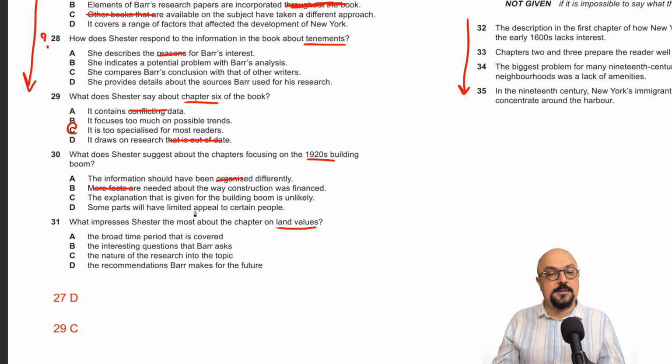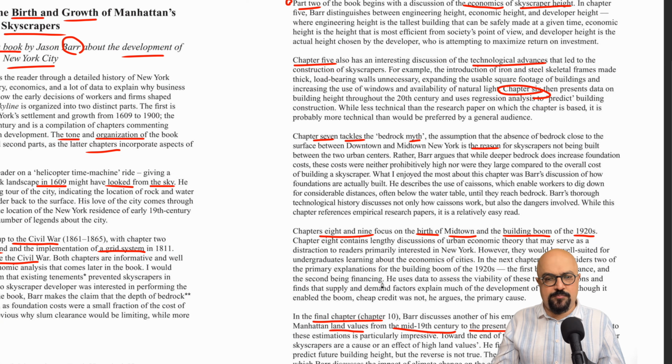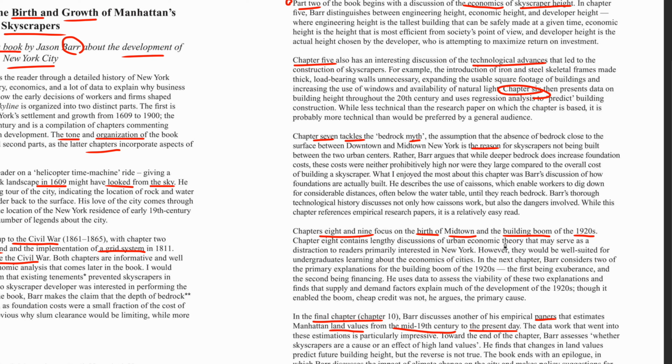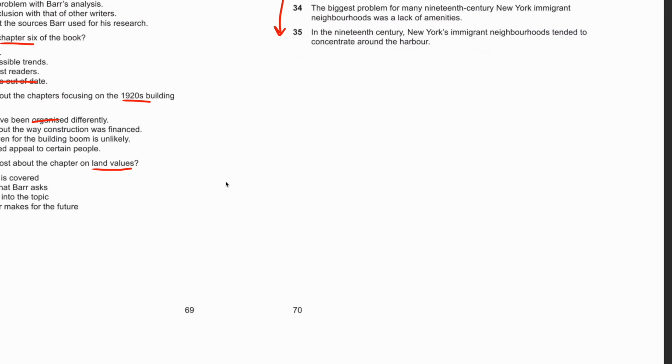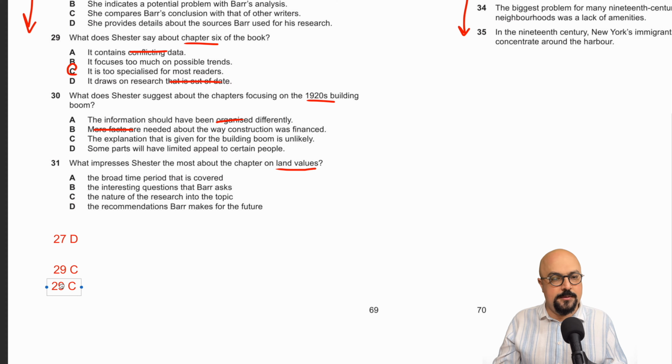Some parts will have limited appeal. Appeal means attraction to certain people. So some people are not attracted to some parts of this chapter. I'll show you where it was. Okay, see? May serve as a distraction to readers primarily interested in New York. So readers who are primarily interested in New York are not going to be interested. It's a distraction to them, not relevant. So these people will not be interested in this chapter. So the answer is quite definitely D.